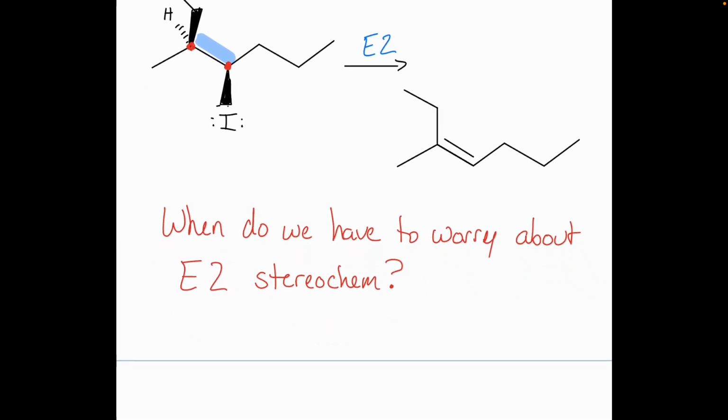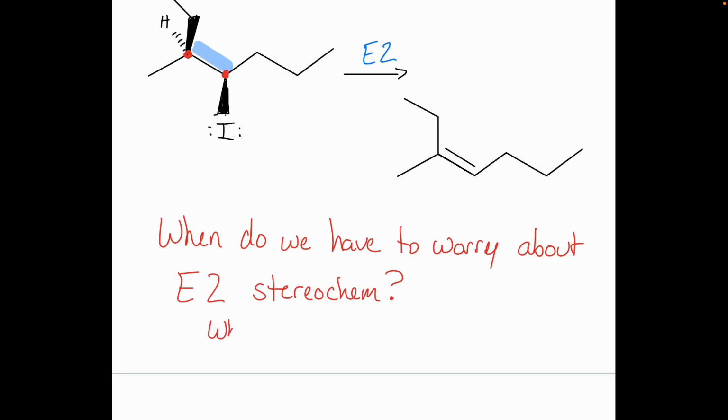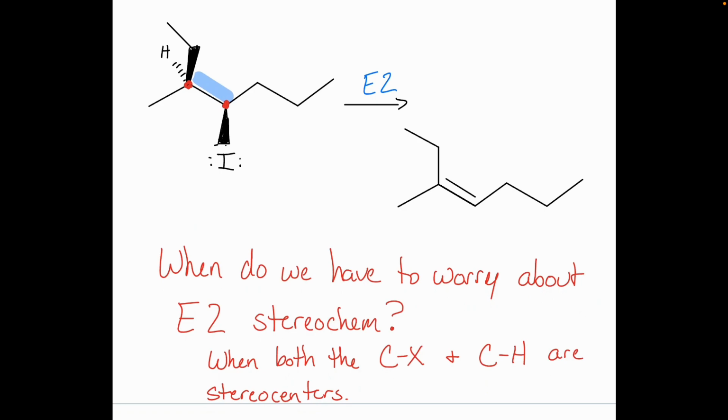Okay, so when do we have to worry about E2 stereochemistry? When both the C-halogen and C-H are stereocenters. If they aren't both stereocenters, you don't have to worry about it. You're going to get your mixture of products just like you would with E1 mechanisms, but if both of them are stereocenters, as is the case here, then you do have to worry about the stereospecificity of these E2 elimination products.